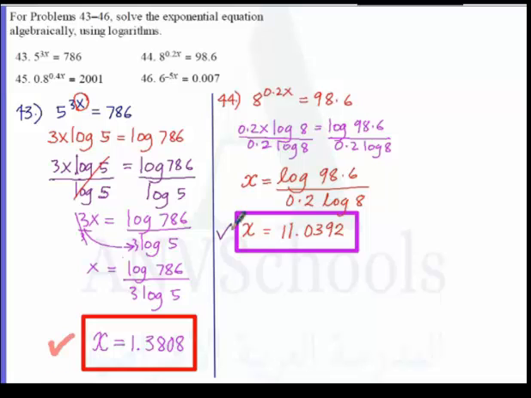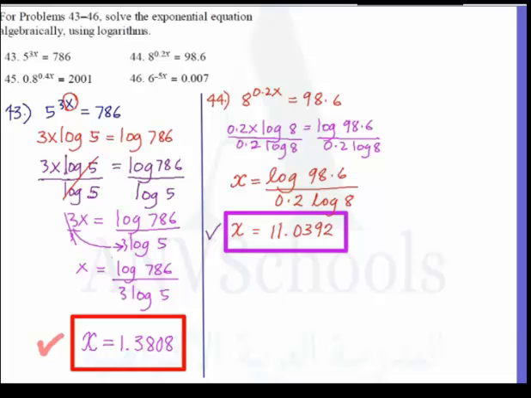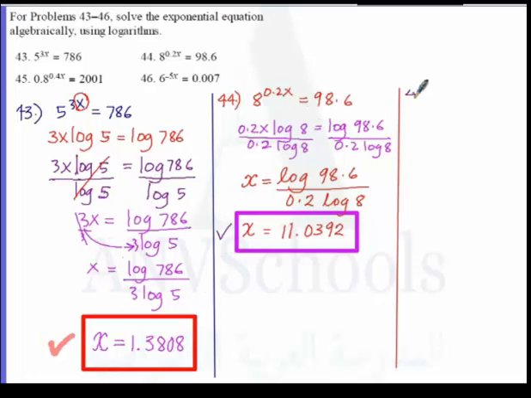Number 45. So I'm doing a separator here. So for number 45, 0.8 raised to 0.4x is equal to 2001.